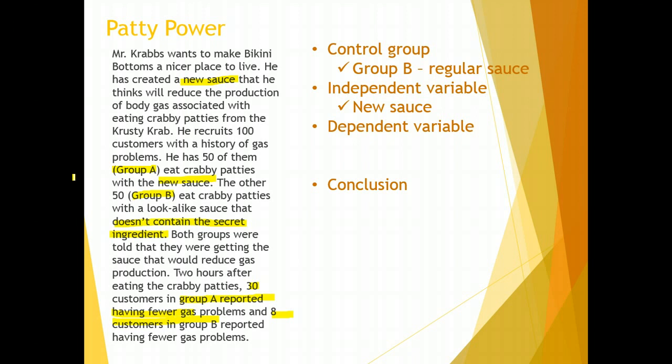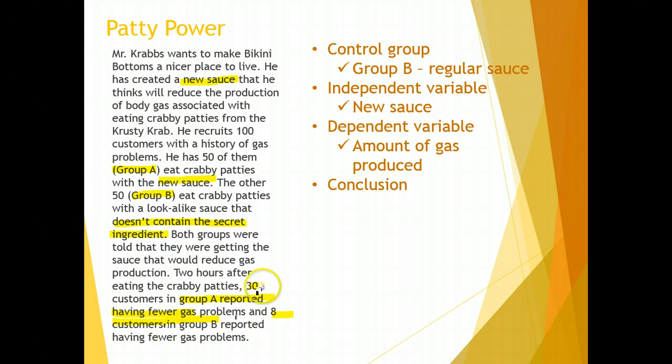You can find a clue down here based on the results that he got. If you said the amount of gas produced was the dependent variable, you are correct, because this is what Mr. Krabs had to look at for each customer that ate a Krabby Patty, whether it had the new sauce or did not. Finally, what should Mr. Krabs' conclusion be?